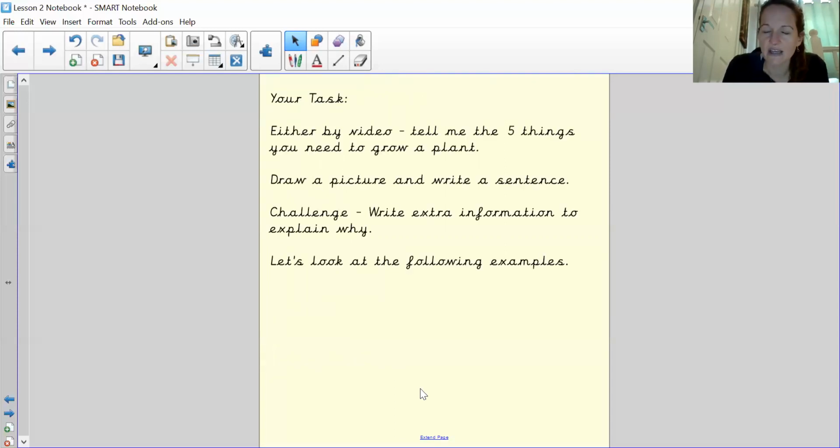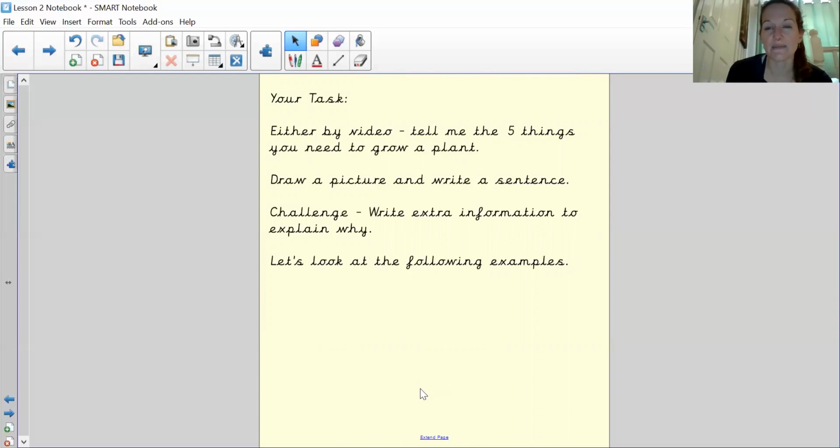So your task. You can either do it by video, so you can record your answers by talking into a video, or you can write them down on paper. If you do it by video, you can tell me the 5 things you need to grow a plant. Or if you want to do it on paper, then you could draw a picture and then write a sentence. So you could draw a picture of the sun. You say the sun gives warmth, or the sun makes food.